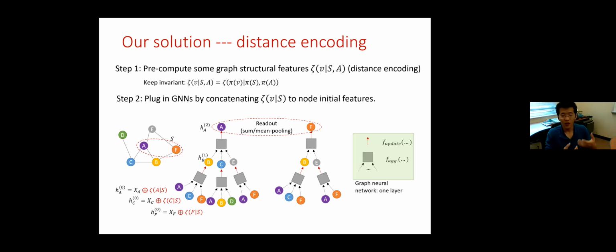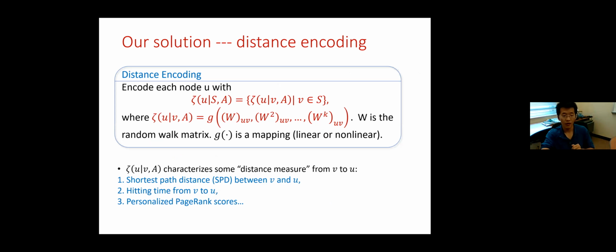So how can we do that? Basically, in the initialization procedure of a graph neural network, we concatenate this distance encoding to the initial features of the node. And if we set the distance encoding to be invariant to the node orders, then the obtained final representation will also keep the invariant property. So basically this satisfies our first requirement.